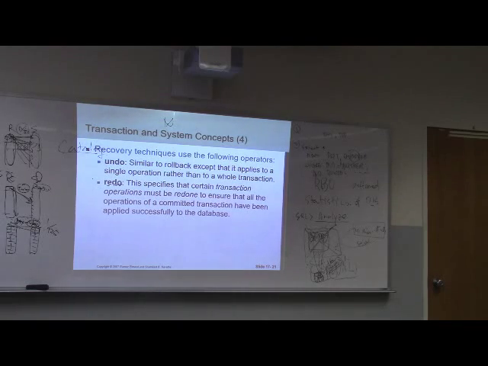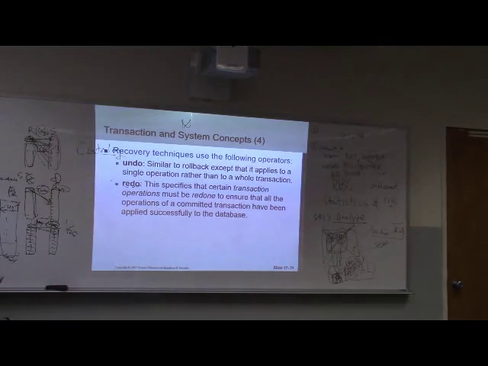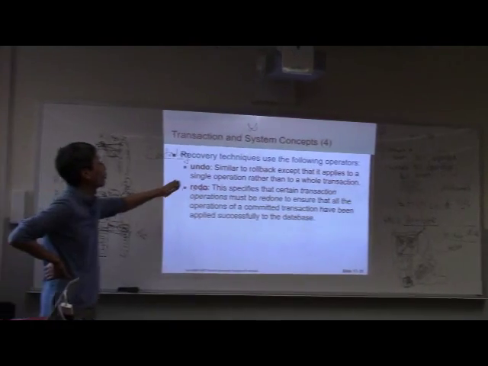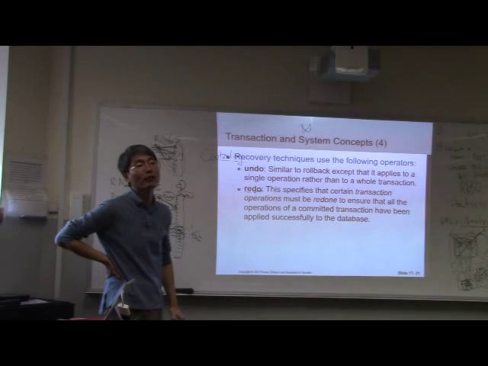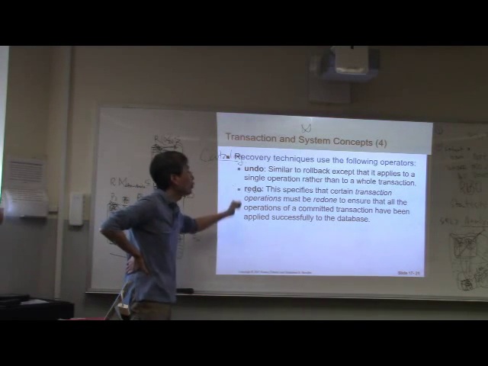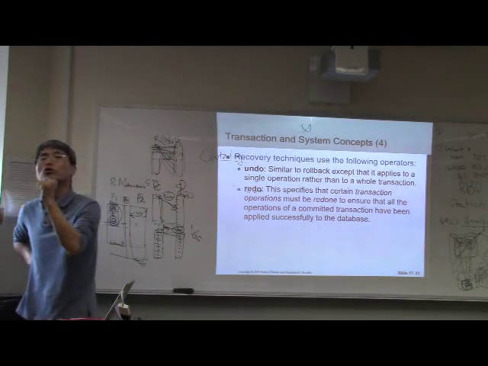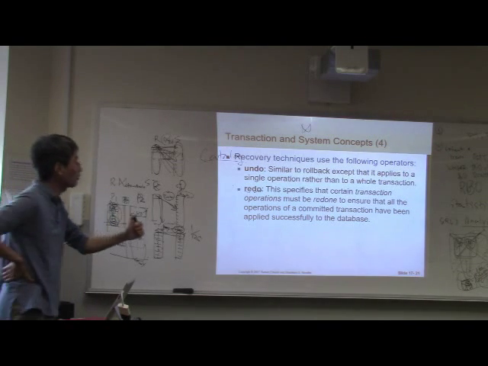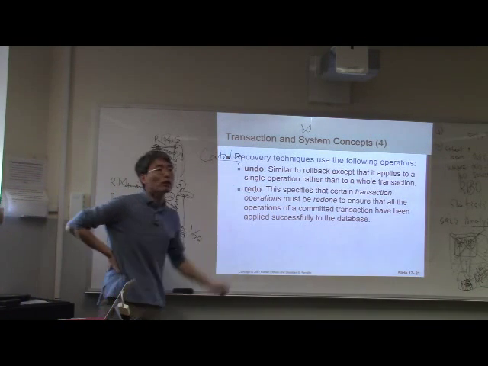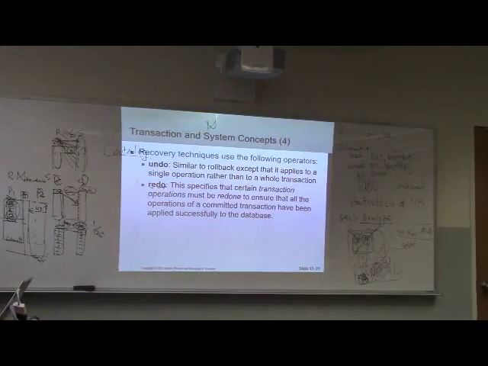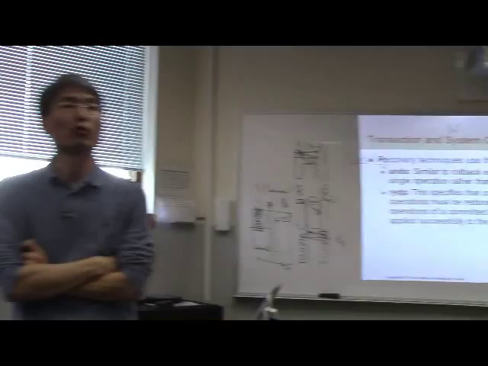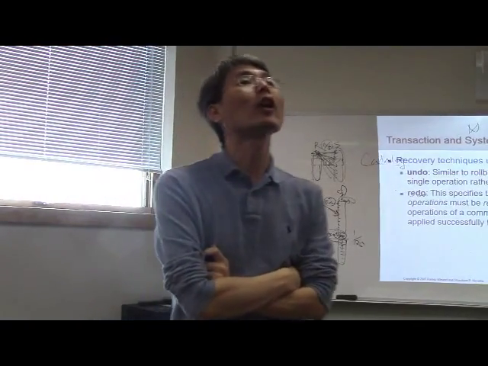There are two main operations to keep the consistency of your transaction. One is undo. Undo is going back to the original data: it's not committed, but applied to your hard disk drive. Redo is when it's committed and supposed to be updated, but not applied to your hard disk drive, then you redo that operation. That is undo and redo. These two operations will be used for recovery.